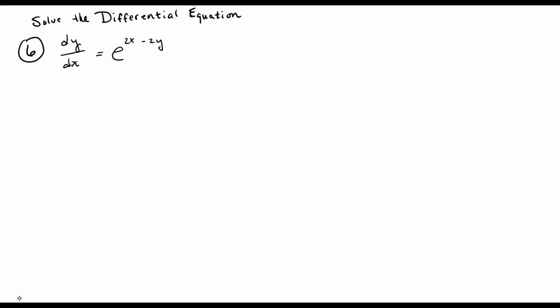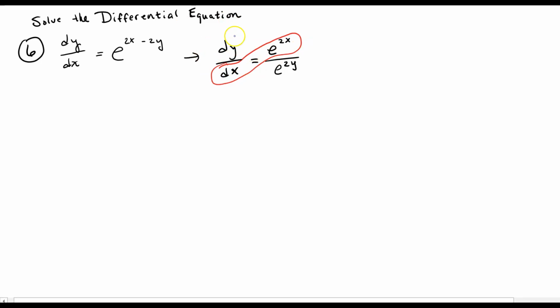So what we're going to do is employ the use of exponent rules. This may take you back to Algebra 1, but subtraction of exponents really means division. So it actually looks something like this. Then we're going to do a kind of cross multiplication, if you will, and separate the two variables. That's why these are called separable differential equations.